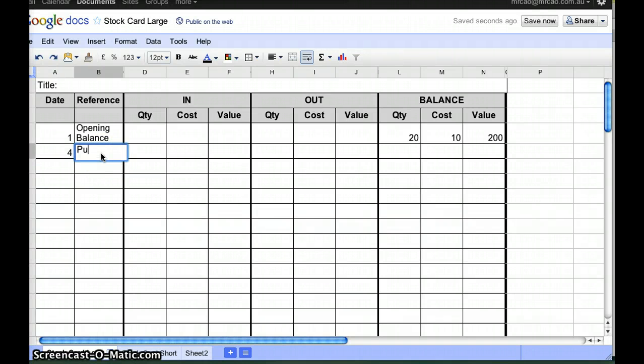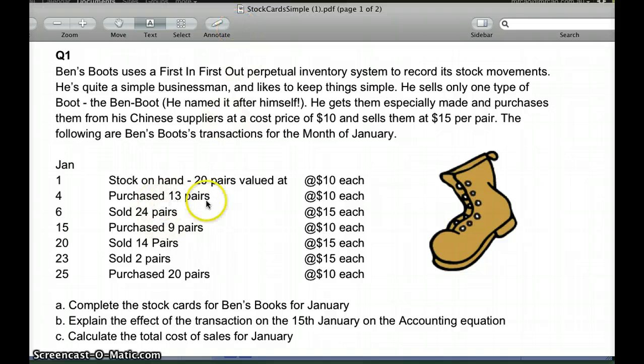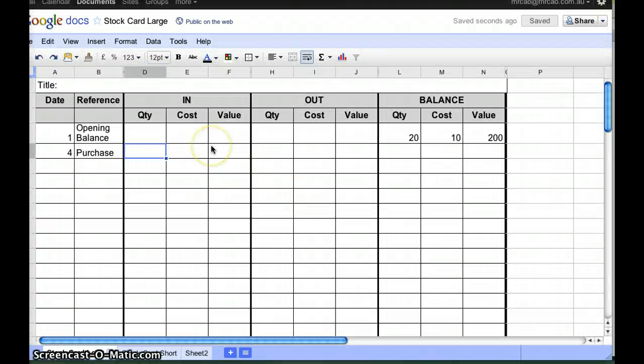I purchased, and if it has a receipt number, you would write in a record number, so the invoice number, whatever it is, but we don't have an invoice number at this stage, so let's not worry about it. The quantity was 13 pairs at $10 each. So 13 pairs at a cost price of $10, which makes my total value $130.